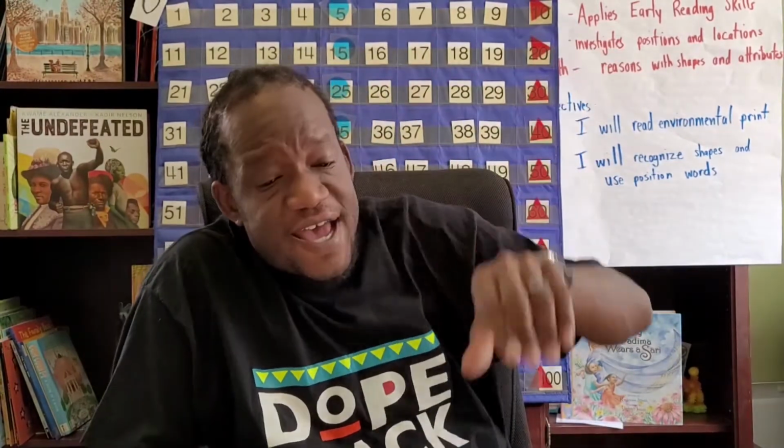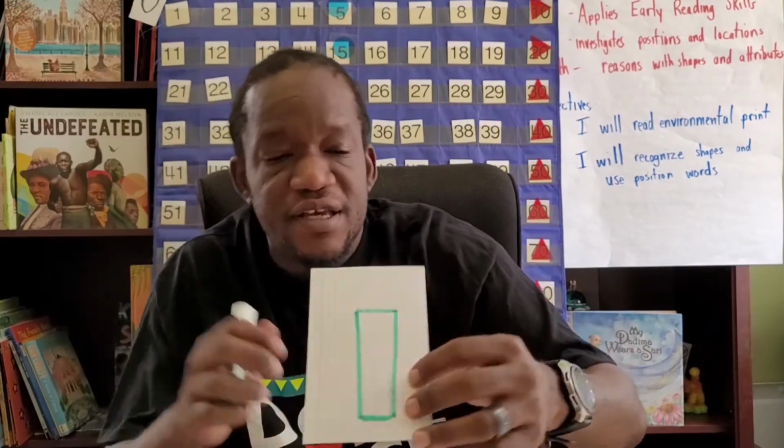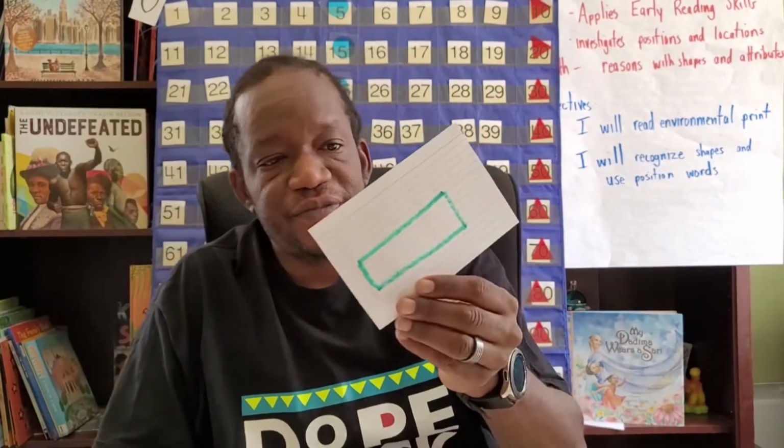If you look, usually you can find rectangles a lot, because most windows are rectangles. Take a look at your window. It has 2 short sides and 2 long sides. All right.